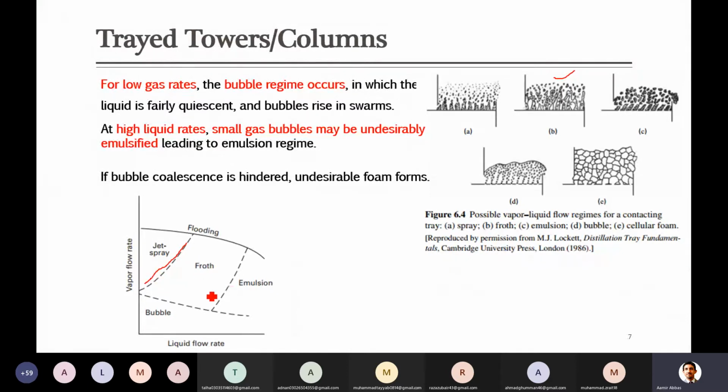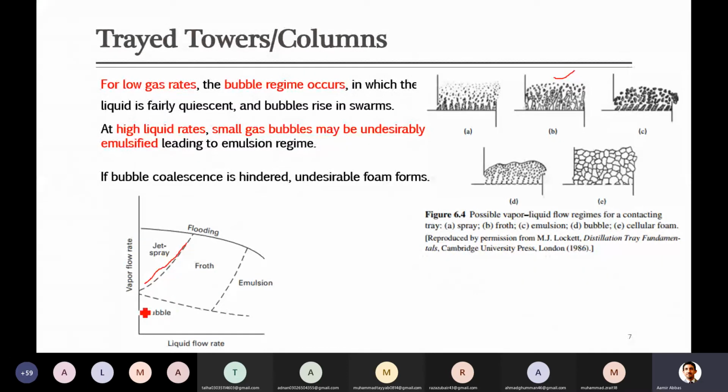The next portion shows that there is a good match between the liquid and vapor flow rate. If it is somehow balanced, it will be good. In this region, in between all these lines, is the froth region, which he mentioned is the favorable or better one, because there is good contact between liquid and vapor, as both have sufficiently good flow rate.